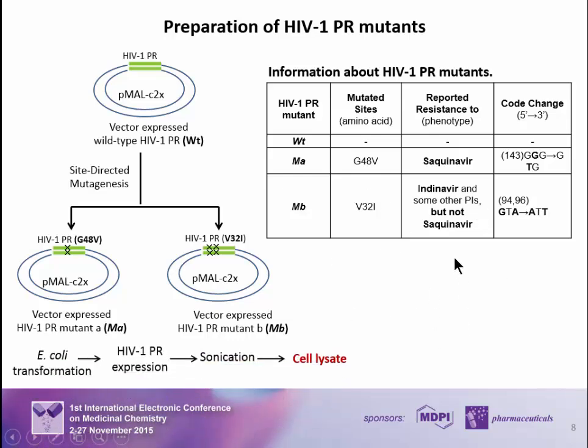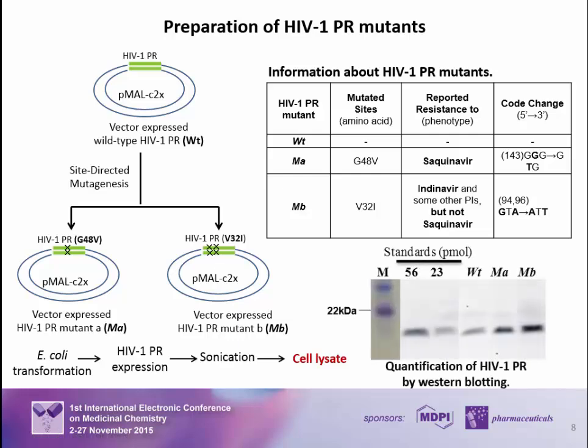And after the vectors were made, they were transferred into E. coli, and then expression, and then sonication, and then we got the cell lysate. And the concentration of HIV protease in the lysate was roughly determined by Western blotting, and the standards are the commercially available HIV protease and the wild-type, mutant A, and mutant B lysates.